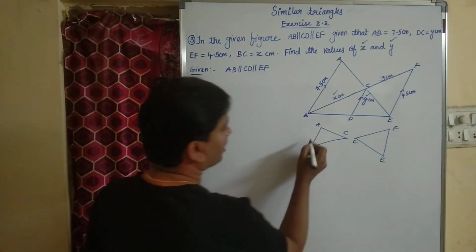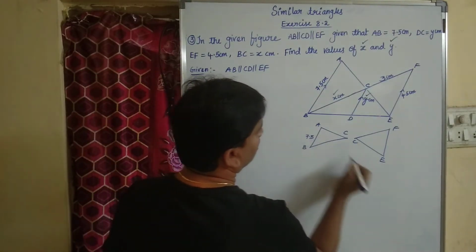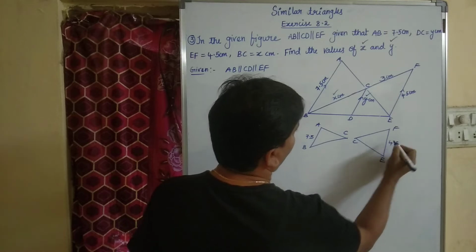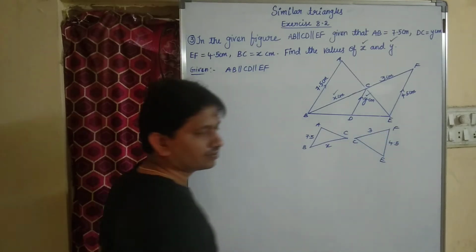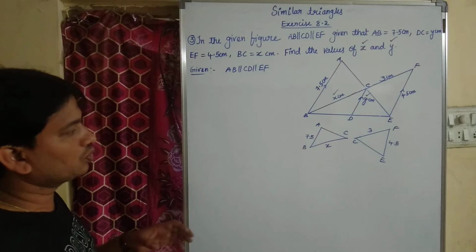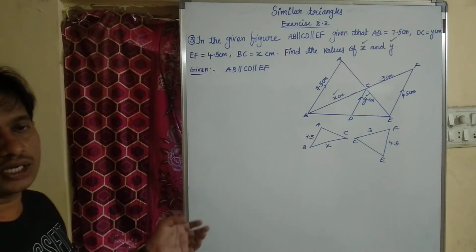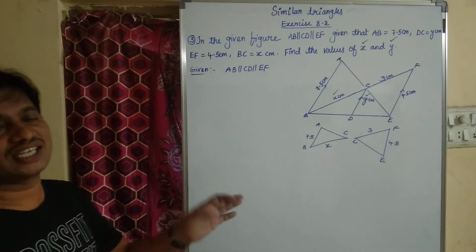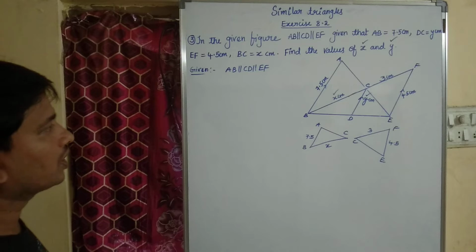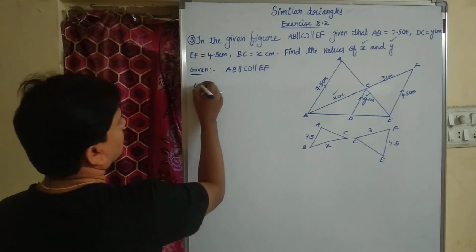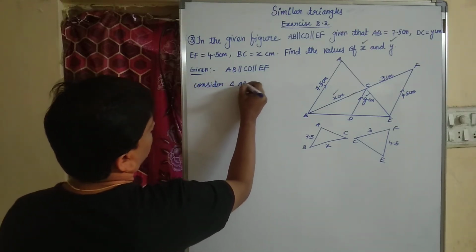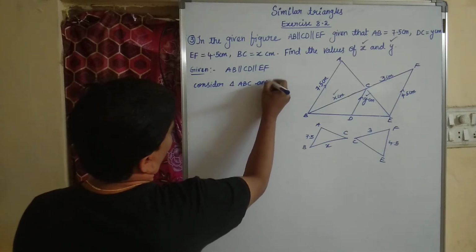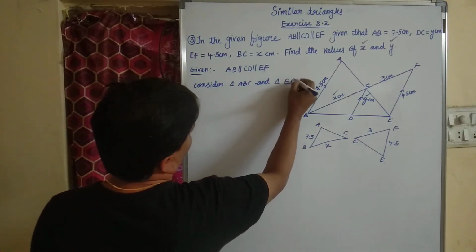Okay, as it is given, AB value 7.5 and EF value 4.5, BC value x and CF value is 3. If I prove that those two triangles are similar, then I can say that the corresponding sides are in the same proportion. Okay, so for that reason, let us consider triangle ABC and triangle EFC.